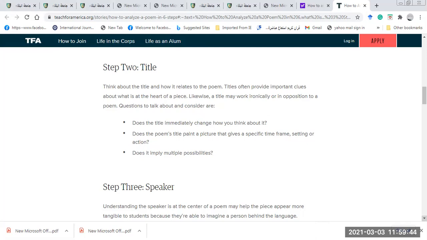Most poets choose the title carefully, and they aim to paint a picture, to give specific information to the readers.